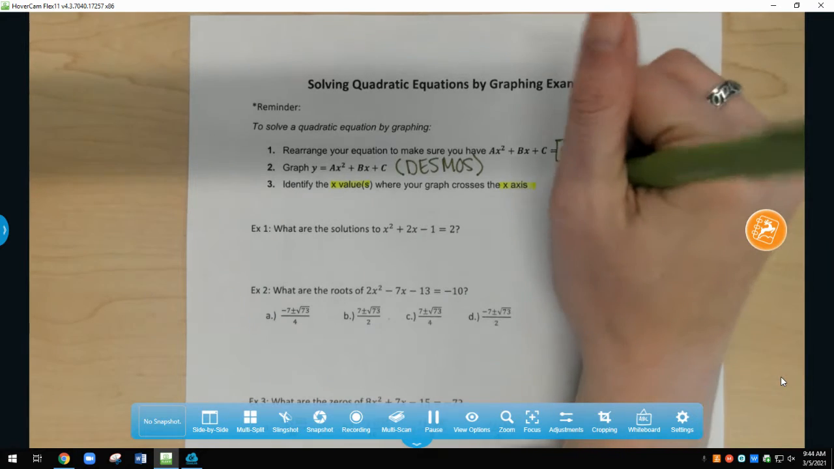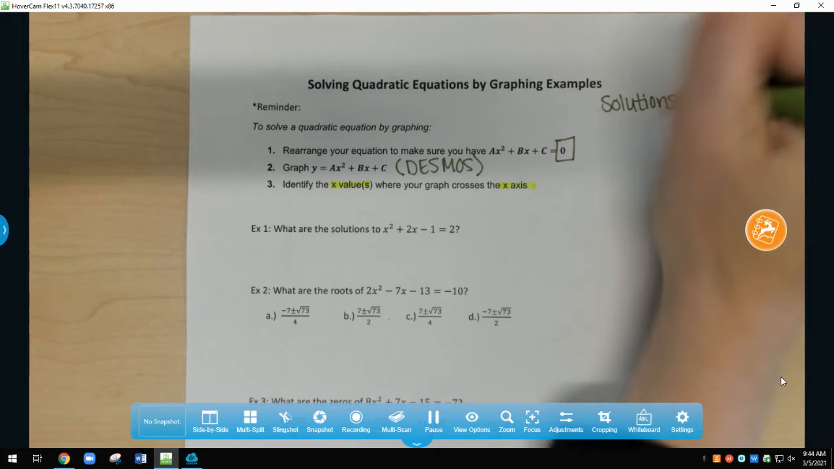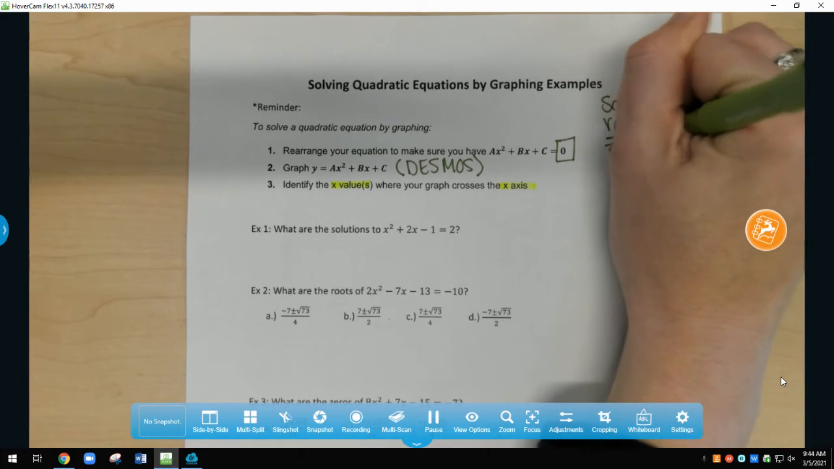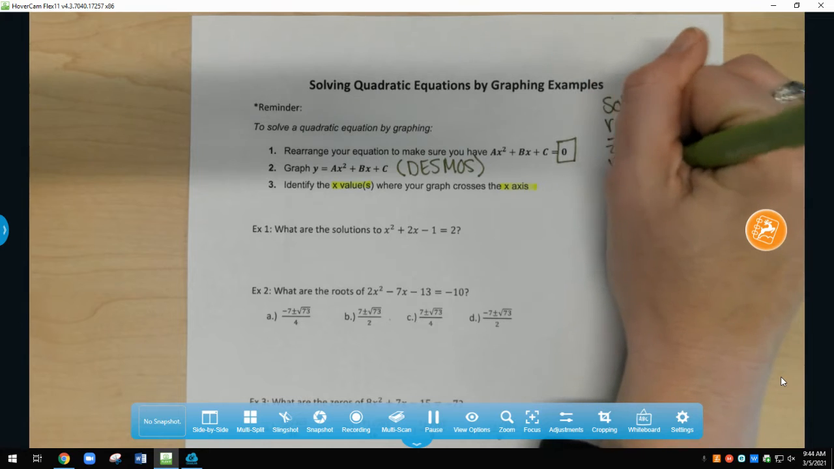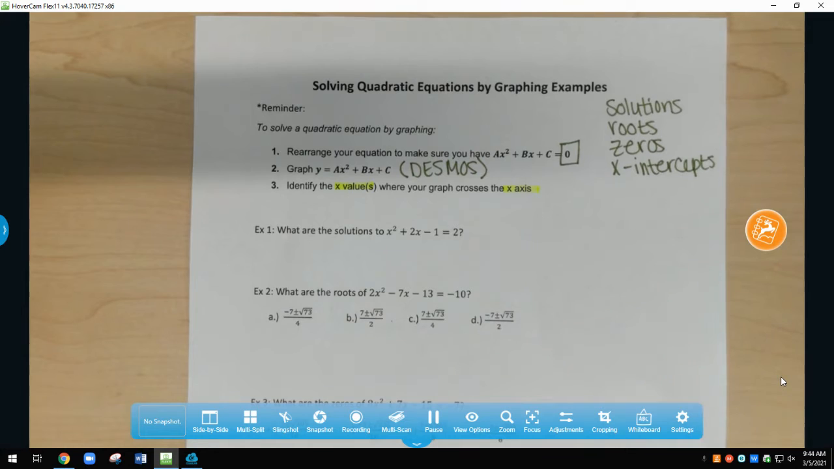Remember, other words for solutions are roots, zeros, and x-intercepts. They all mean the same thing. So depending on what the question asks, it doesn't matter.